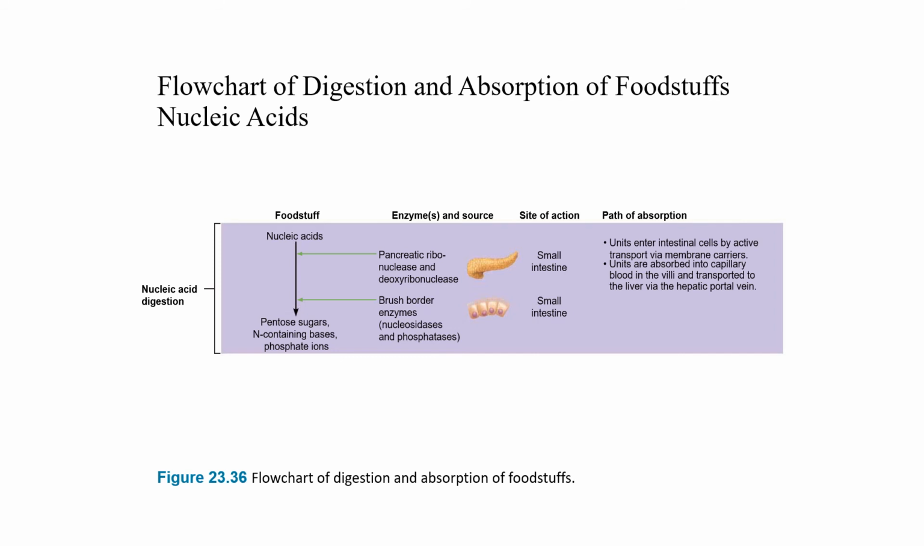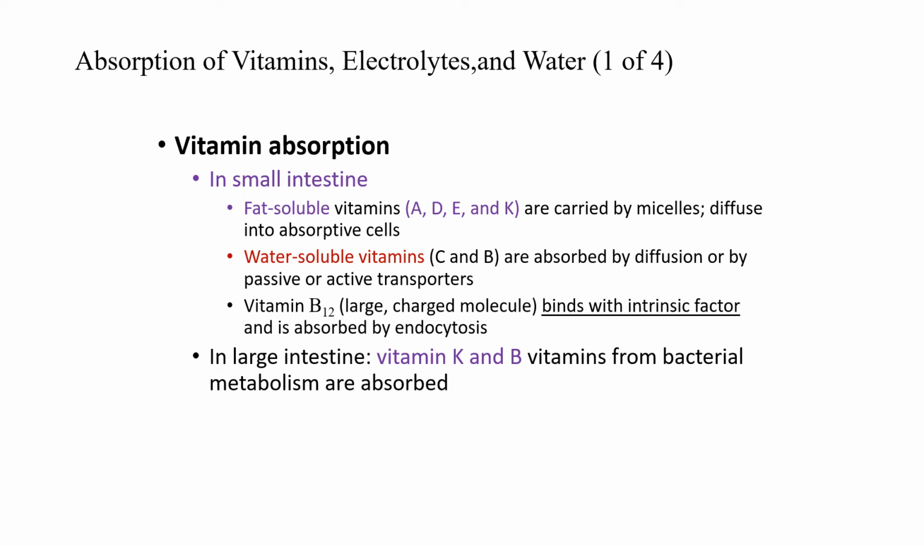You need to stop and just ponder how God did this. This is amazing. What about all those vitamins you take? Well, there are two types of vitamins. Fat soluble, in other words, they have to be carried by micelles, by fat, to be able to be absorbed, and then water soluble. Water soluble are absorbed by diffusion or passive or active transporters, but they're dissolvable in water, so they're really, really easy to transport.